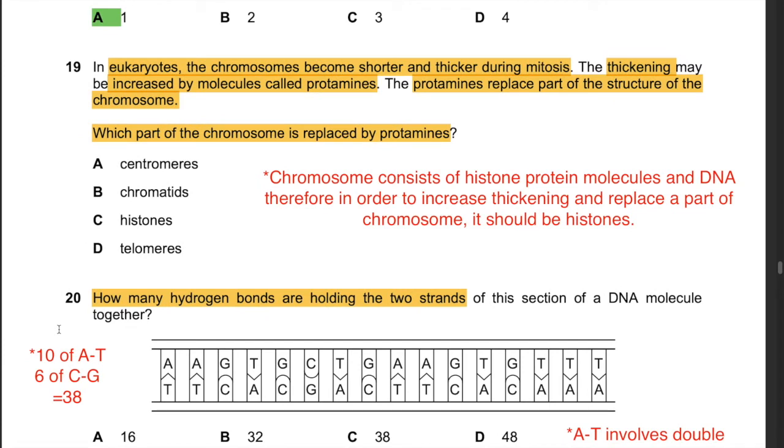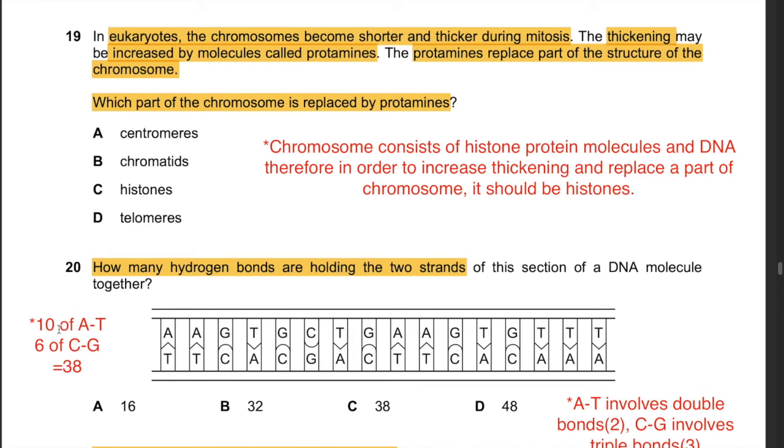Question 19. In eukaryotes, the chromosomes become shorter and thicker during mitosis. The thickening may be increased by molecules called protamines. The protamines replace part of the structure of the chromosome. Which part of the chromosome is replaced by protamines? Chromosome consists of histone protein molecules and DNA. Therefore, in order to increase the thickening and replace a part of the chromosome, it should be histones and no other structure. Therefore, the answer is C, histones.